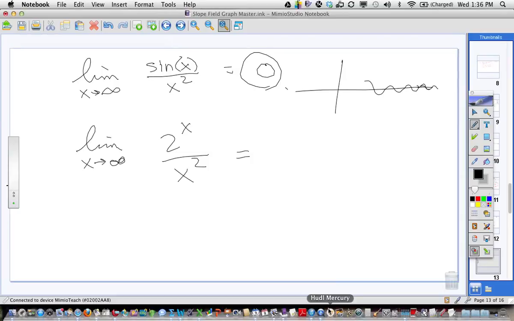2 to the billion is a lot larger than a billion. Yeah, I think you guys are making the same argument. The question is, what's bigger, 2 to the billionth or a billion squared? 2 to the... this gets an overflow error on 2 to the 7.